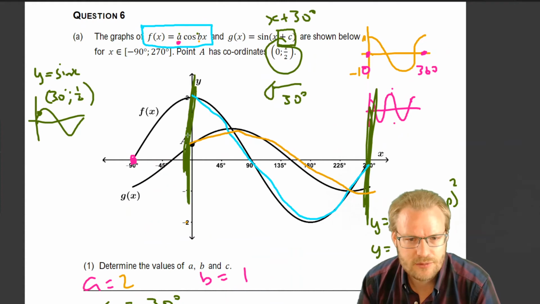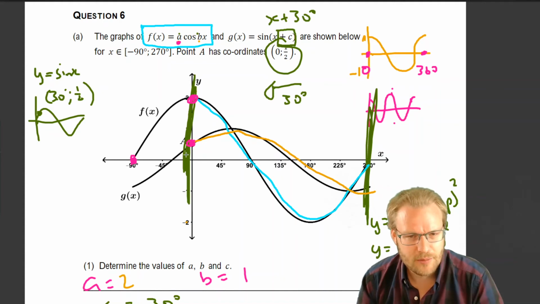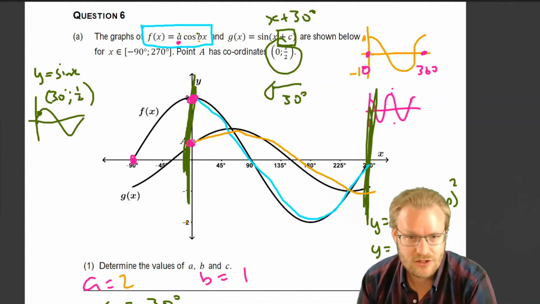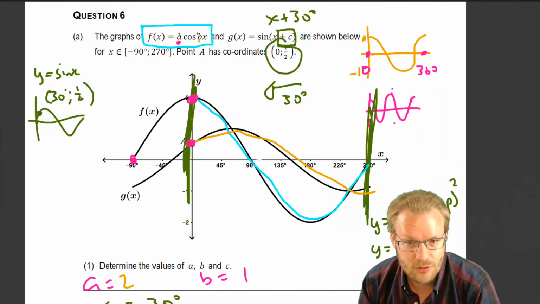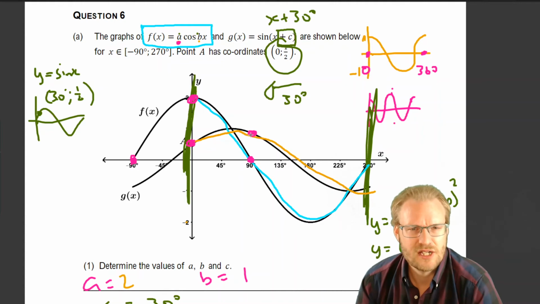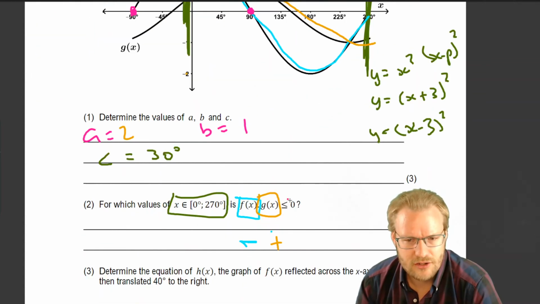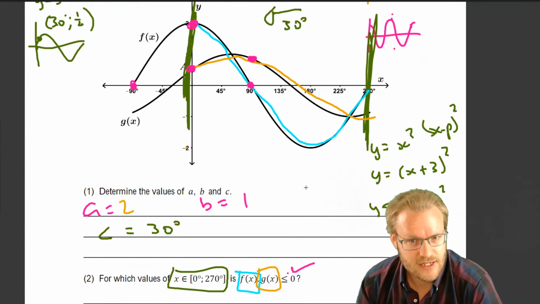So here, at this point, let's start at 0. Can you see both of them are positive? They're both above 0. So that's not going to work. What about at this stage? This graph is 0, and this graph is positive. What's 0 times a positive? What's 0 times anything? Well, it's 0. So that's going to tick this criteria.